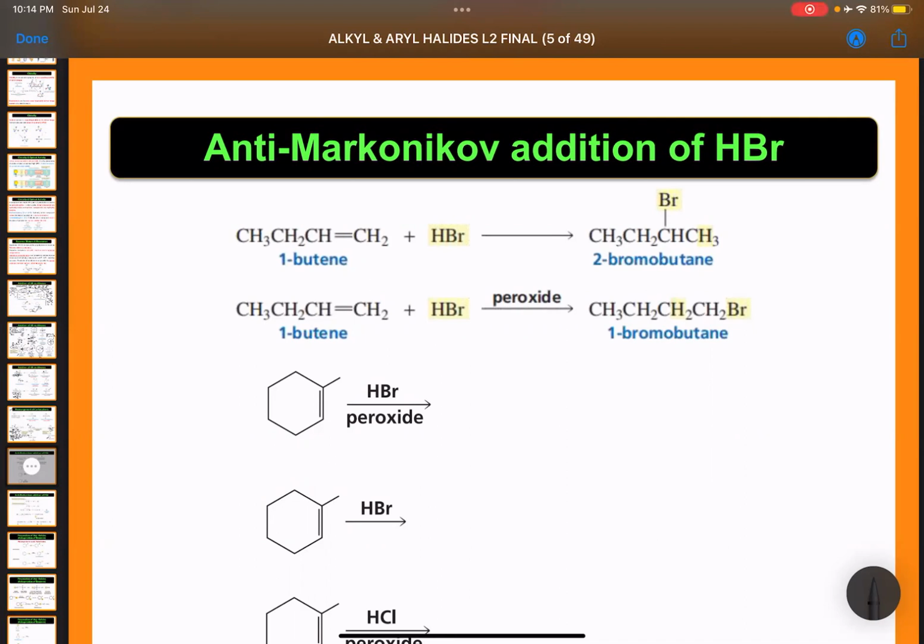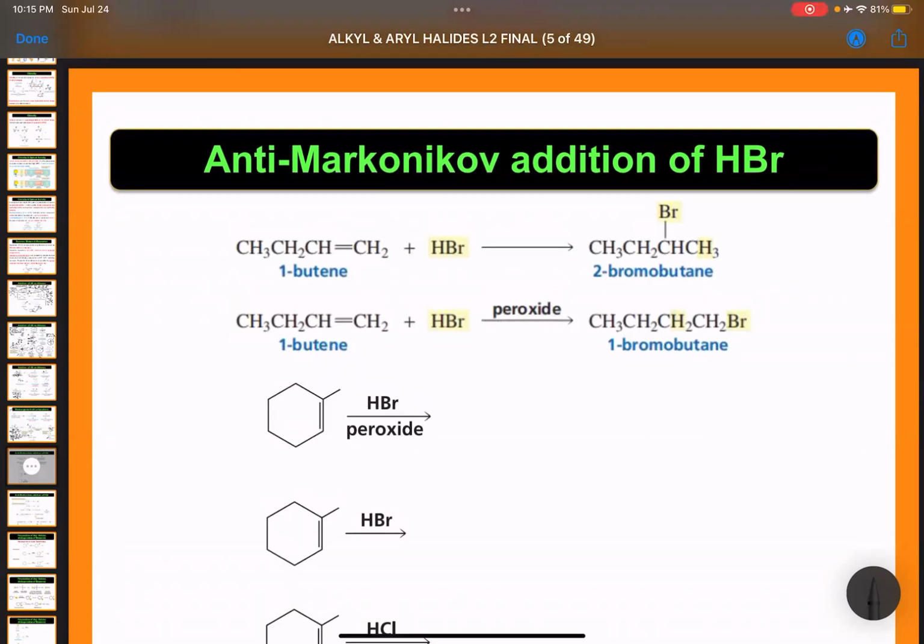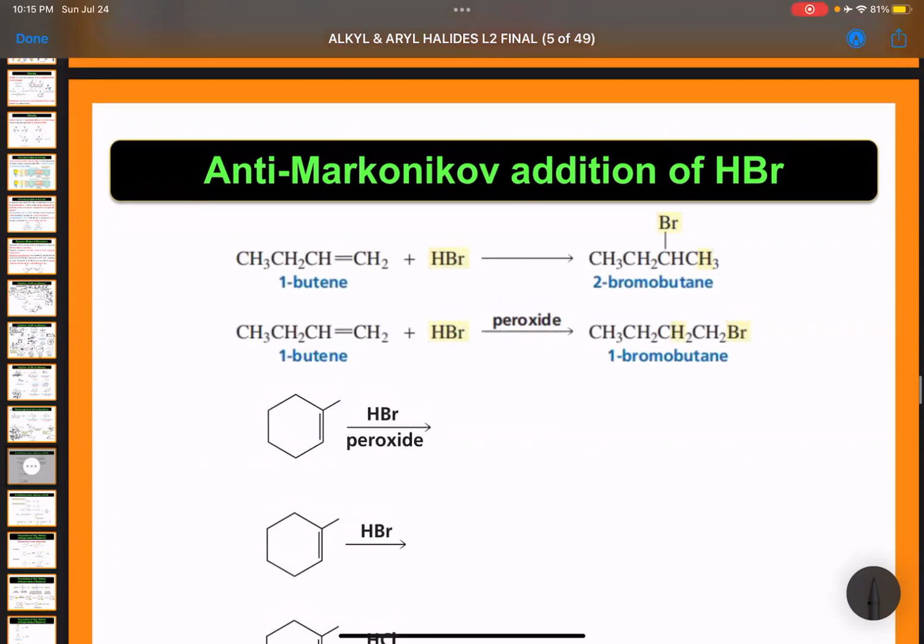That's what we discussed. But is there a way to add HX in reverse manner on a double bond? The answer is yes. But it is only for HBr. Only for HBr. Among all HX, this is the reverse way of adding HX, but not all the HX can add in the reverse way. Only one type of HX, that is HBr. So it is known as anti-Markovnikov addition of HBr.